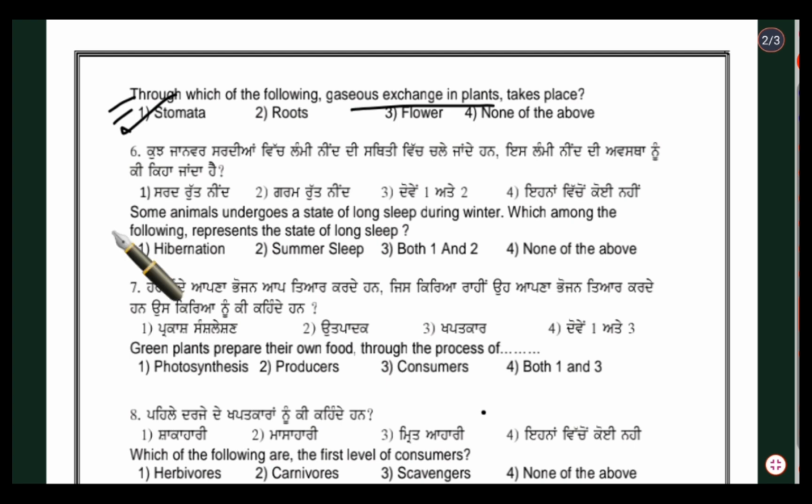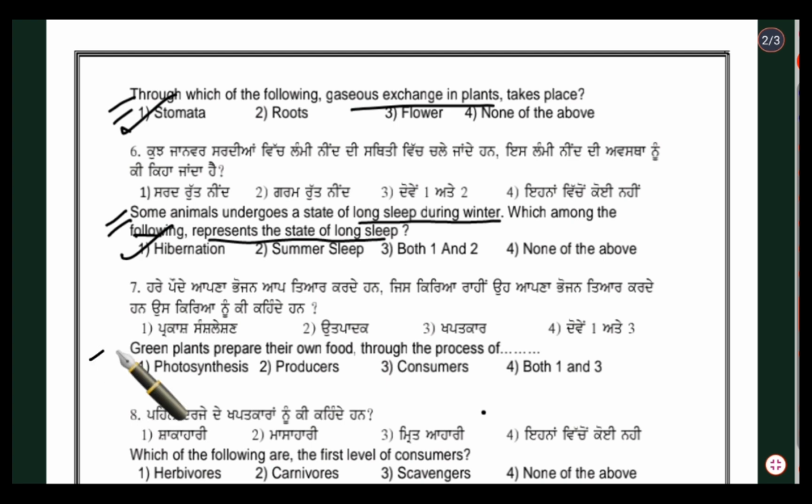Question number 6 is, some animals undergo a state of long sleep during winter. Which among the following represents the state of long sleep? Hibernation is your right answer. Hibernation is the state of inactivity or long sleep that some animals undergo during winter to conserve energy when food is scarce, right? During this time their metabolism slows down.